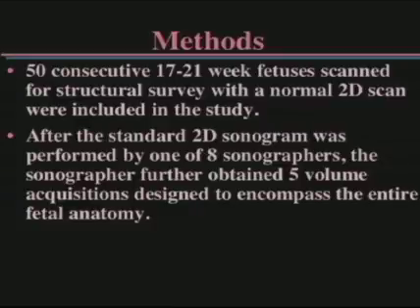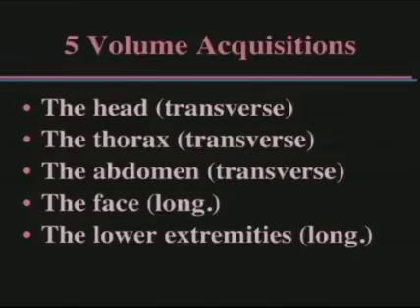For 50 consecutive fetuses undergoing their structural surveys between 17 and 21 weeks, one of our 8 sonographers did the standard 2D scan, and then we took 5 additional volumes designed to encompass all of the fetal anatomy. These included the fetal head, thorax, abdomen, face, and lower extremities, and I'll show you 2 of these volumes in a moment. They were designed to capture all of the fetal anatomy so that the patient could go home and all of the fetal anatomy could be retained.